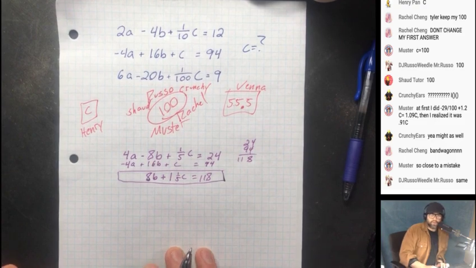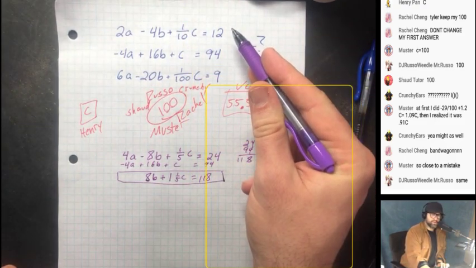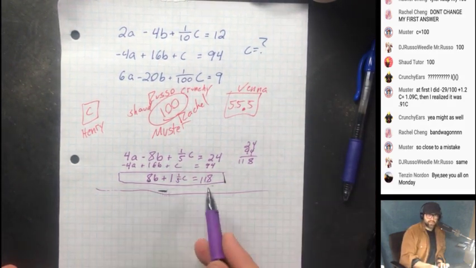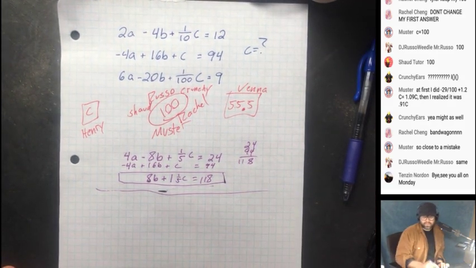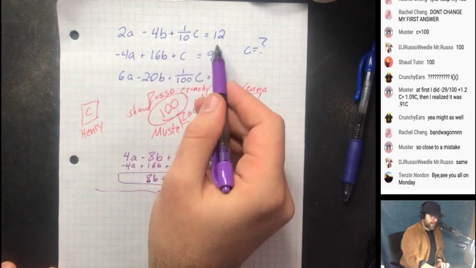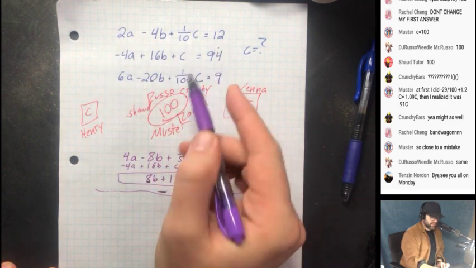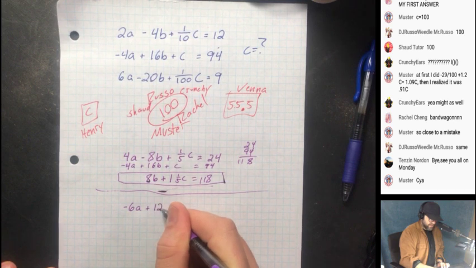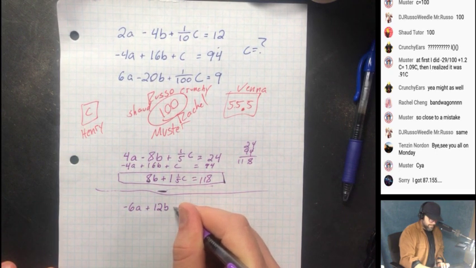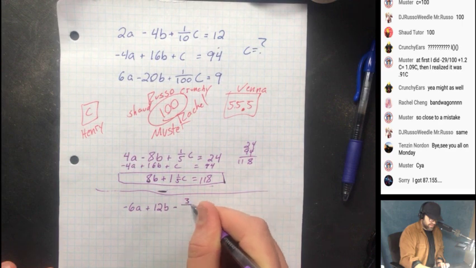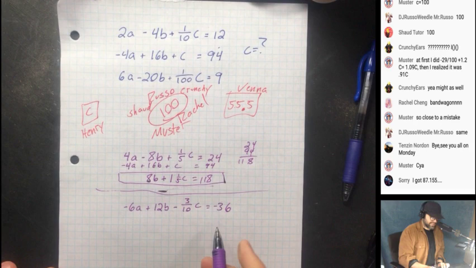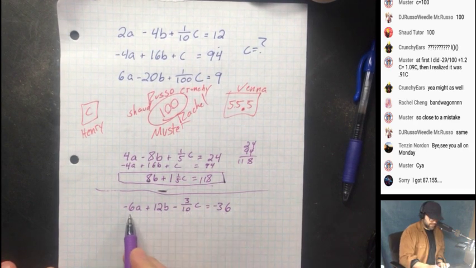And so now we're going to add this top equation to a different equation this time. I'm going to add it to this bottom equation to get our second two-variable equation. See, Tenzin, keep it easy, my guy. So I'm going to multiply this now by negative 3. So it's going to be negative 6a plus 12b minus 3 tenths c equals negative 36. That's all negative 3, negative 3, negative 3, and negative 3.